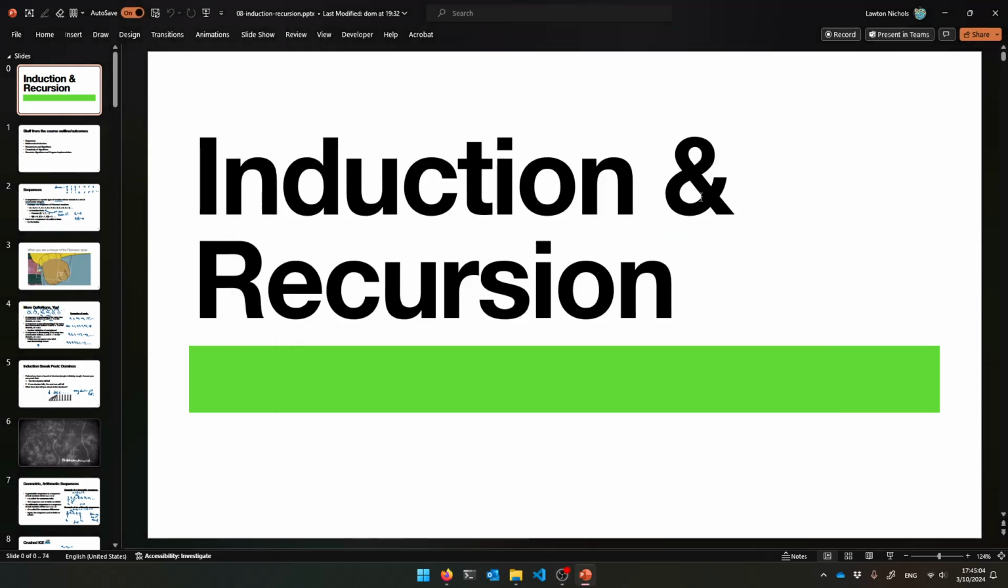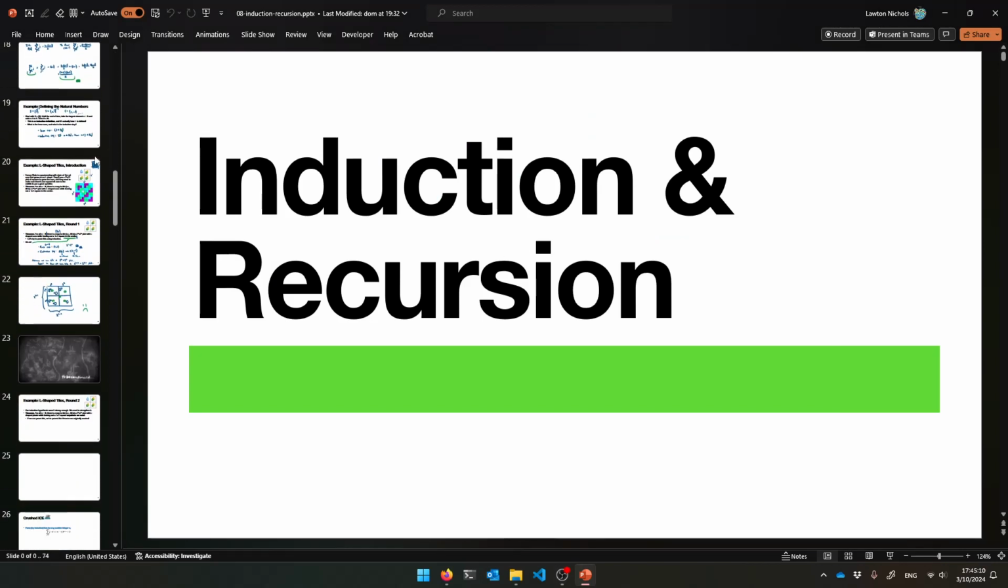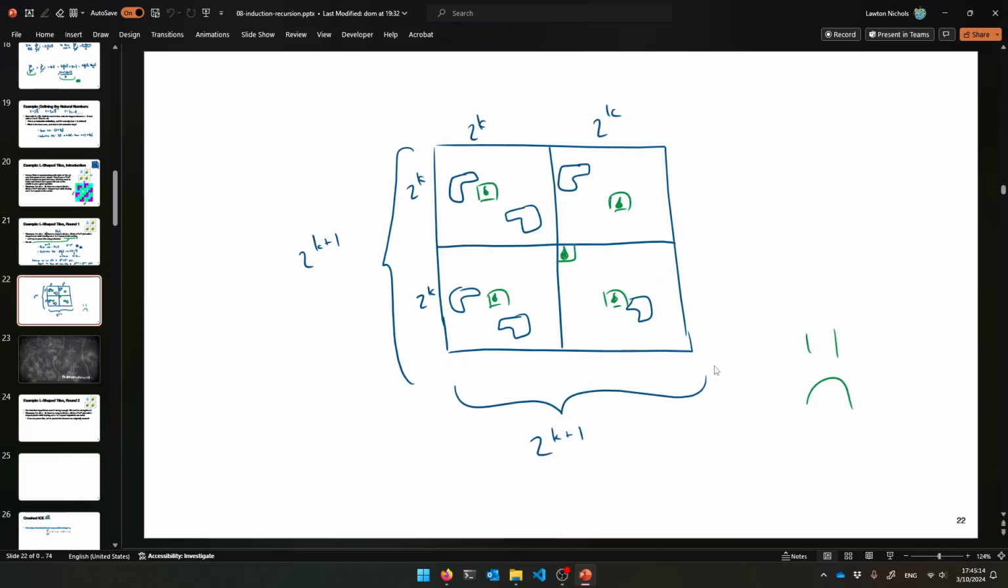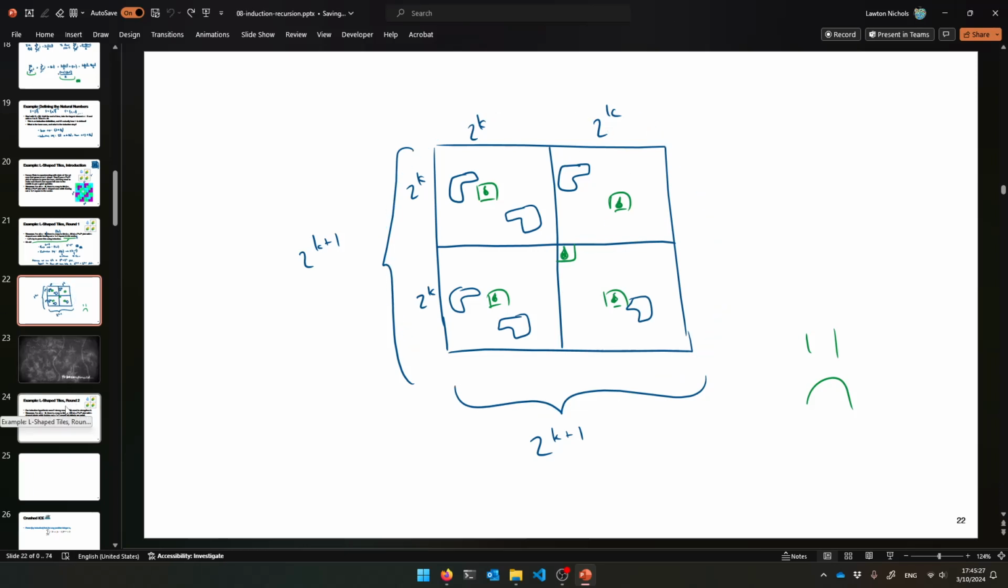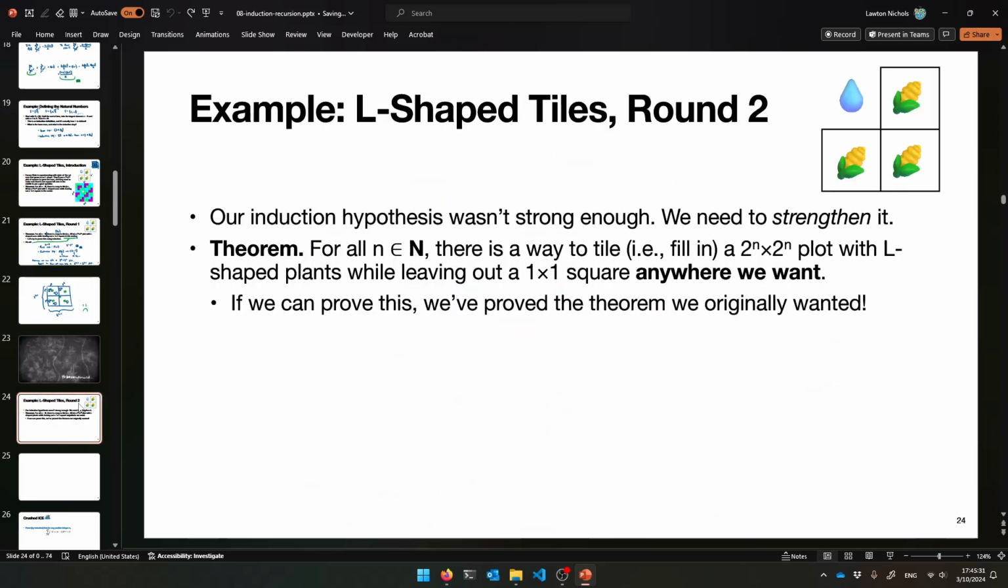All right, welcome back to the slides on induction and recursion. So we started this proof down here talking about corn. It was wonderful, but it didn't work out. The inductive hypothesis was not good enough because it was telling me that I could put corn, or put a sprinkler in the middle of this plot, but that had nothing to do with the middle of the bigger plot, right? So instead of this, we need a stronger proof.